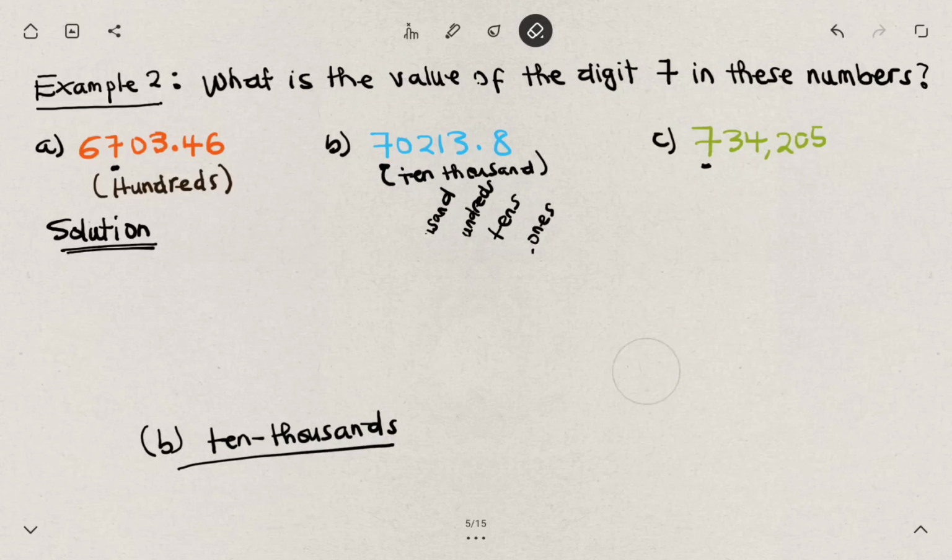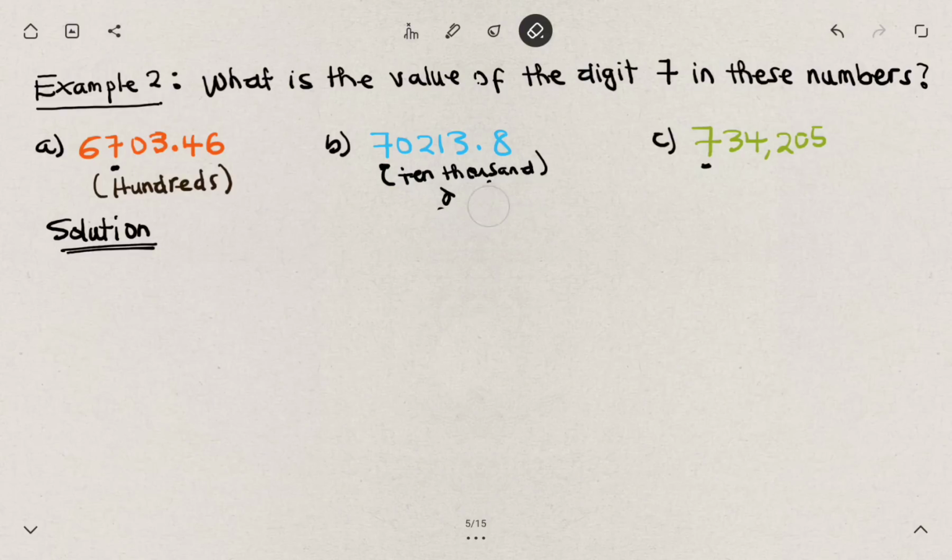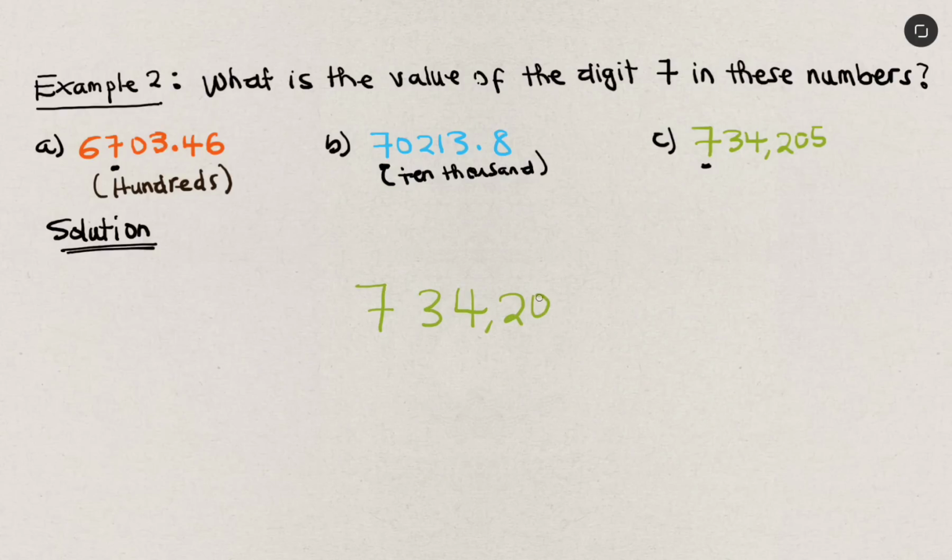All right, let's look at the last one. Okay, so if you look at the last one, we have 7 3 4 comma 205. Now if you look at this, we don't have any dot or point anywhere, we only have comma. Now when we have comma, it's just to help us to be able to pronounce the numbers, so it doesn't mean anything.